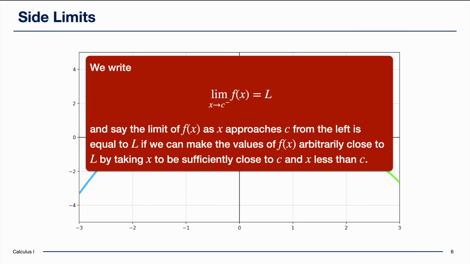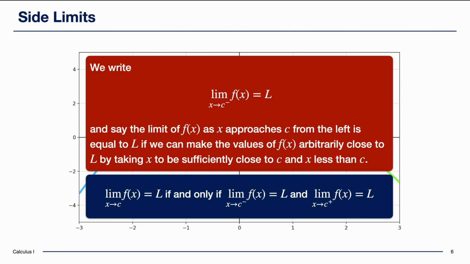In general, we have the following notation and say that the limit of f of x as x approaches c from the left is equal to L if we can make the values of f of x arbitrarily close to L by taking x to be sufficiently close to c and x is less than c. As an exercise, I invite you to write a non-rigorous definition of the limit of f of x as x approaches c from the right.